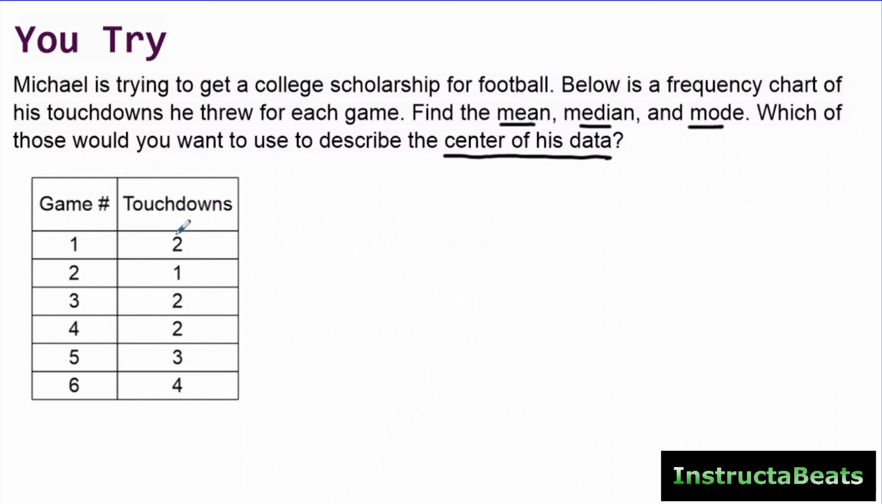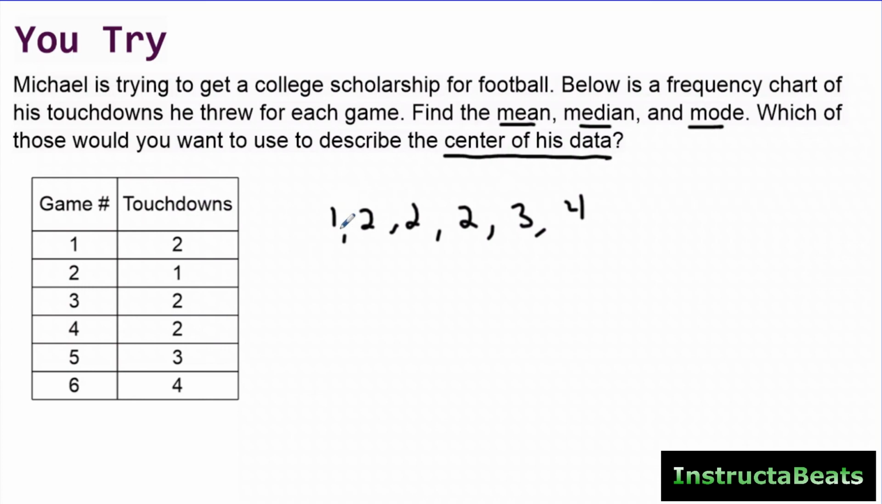So in game 1, he threw 2, game 2 was 1, and so forth and so on. So you can use this right here. Go ahead and pause the video, try to solve it yourself, and you can just push play to check for your understanding. So here we have all of our data. I want to list it from least to greatest because that's going to help me find my mean, my median, and my mode. All right, we had 6 games here.